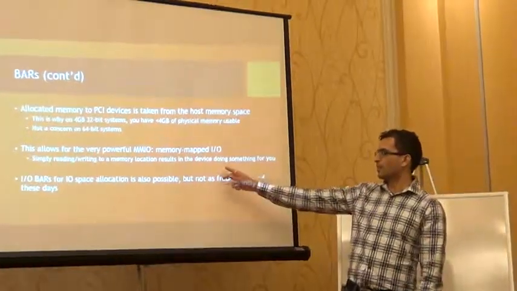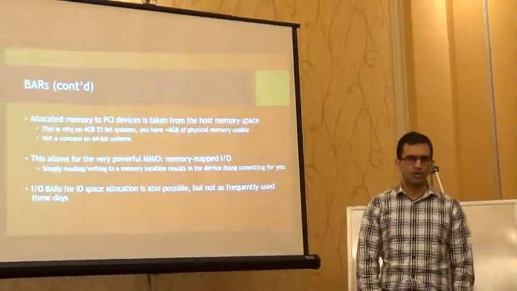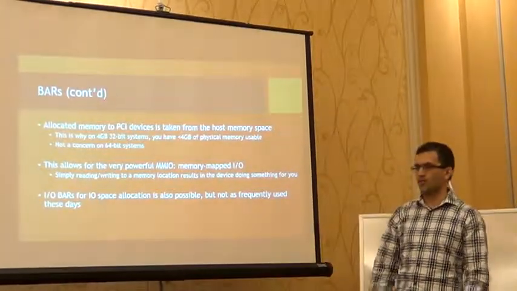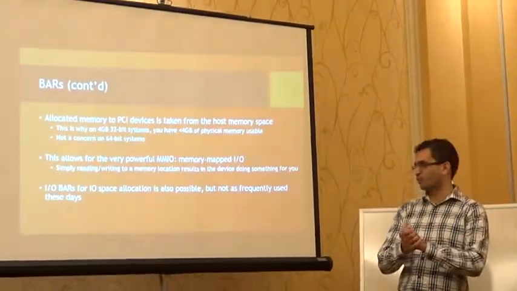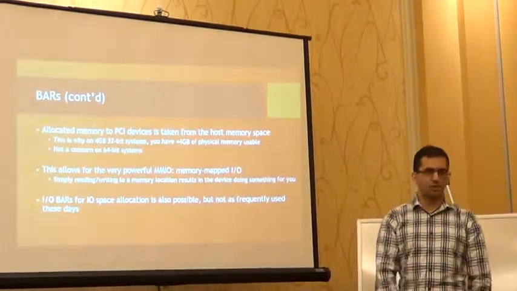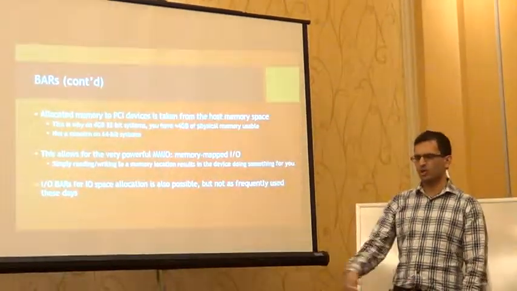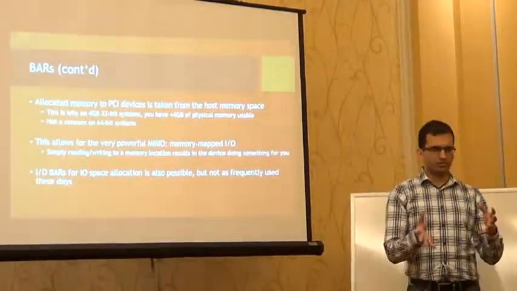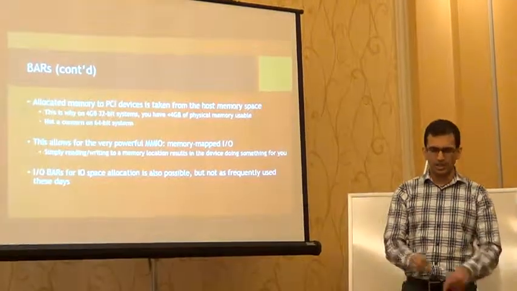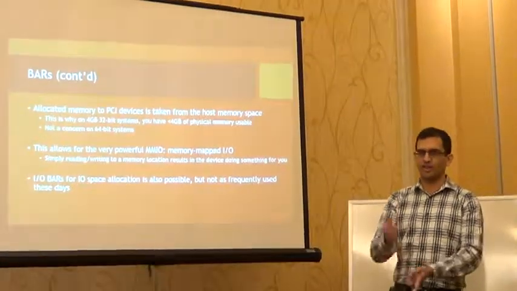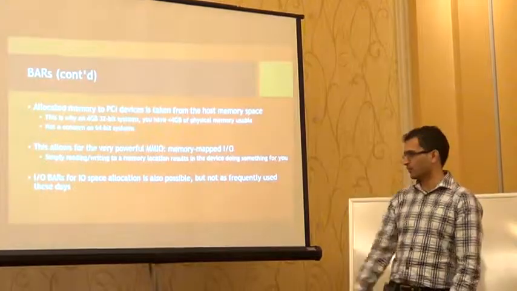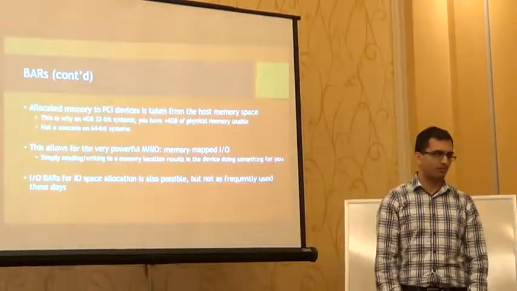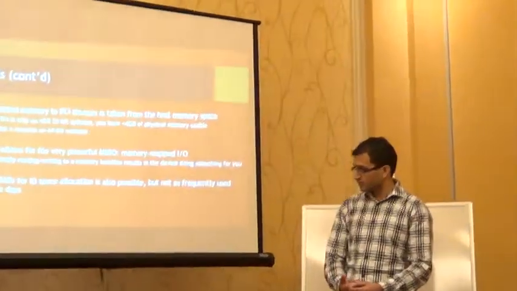But this allows for memory mapped I/O, which is the most powerful feature of it. So let's say I have a PCI card and I memory map an address to it. I can just, in C code, get a pointer to that address, write to it, read from it, and that will do something on the device. So I could have an obnoxiously overcomplicated LED controller, and writing to an 8-bit register could control the value of 8 LEDs as fast as the CPU can read and write from memory, which is extremely fast. There are I/O BARs for I/O space allocation, but they're not as frequently used.